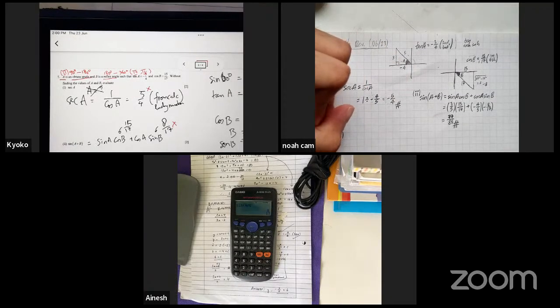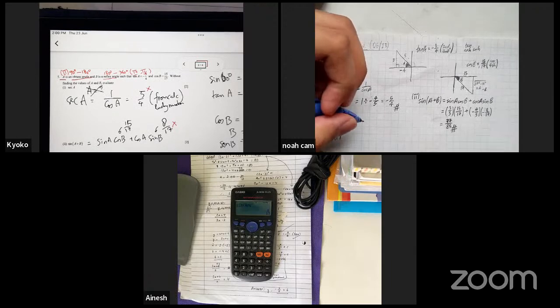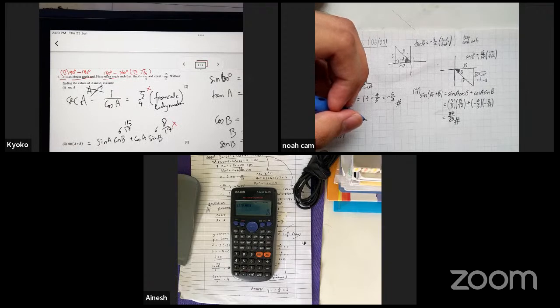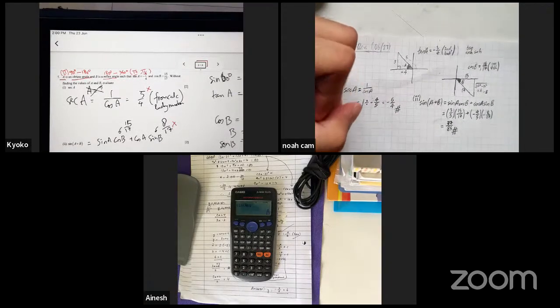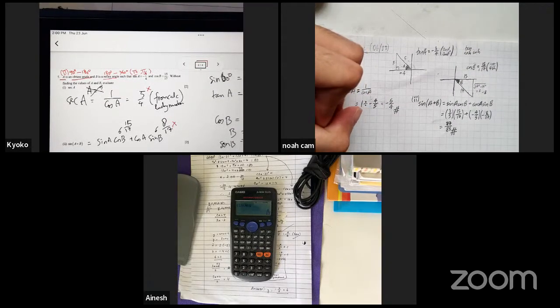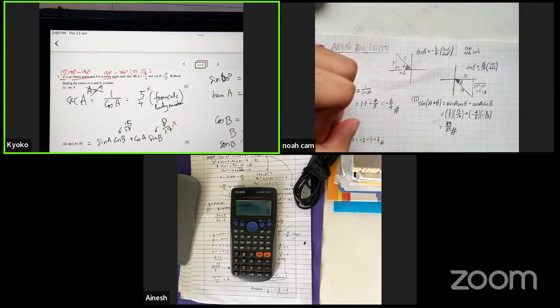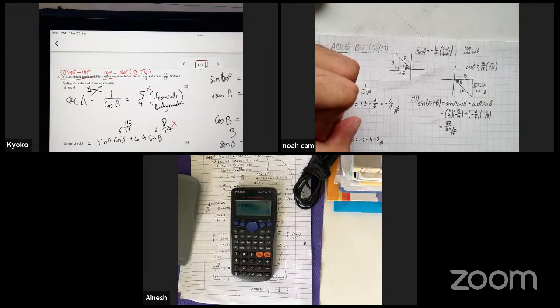Okay, now I will again try to draw for you this thing. Now, Kyoko, what kind of graph am I drawing with my preparation? What am I drawing here? Sine graph. Very good. Now, Ainesh, in case you don't know, this is a sine graph.